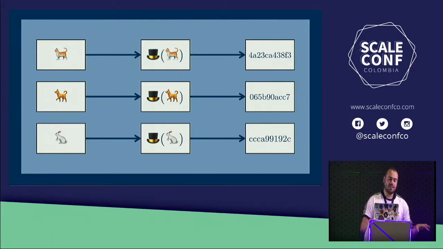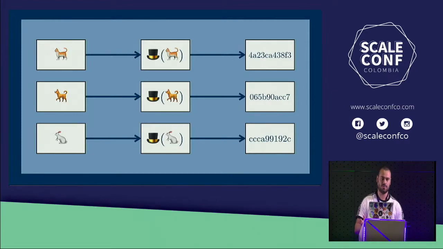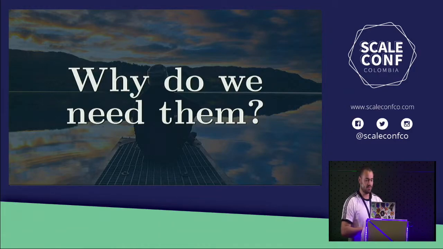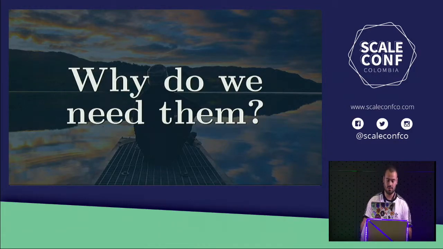So given the inputs and the function in this case, it's easy to compute the output. But if you take the output and the function, it is very, very hard or even impossible to compute the input. So they are pretty powerful and useful in Merkle trees for two obvious reasons. The first one is storage, and the second one is privacy.